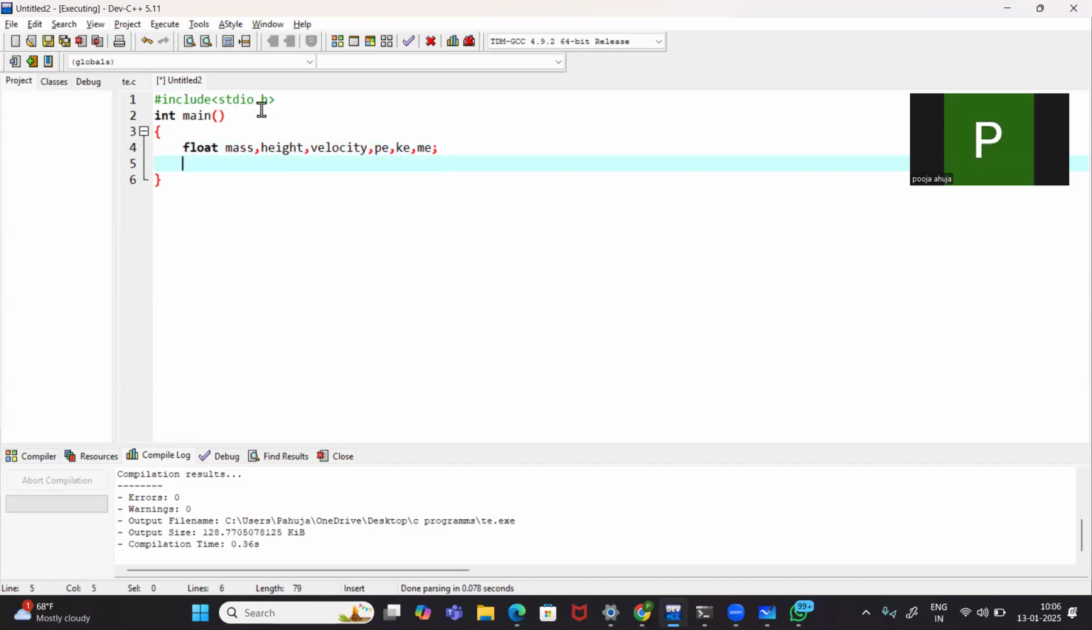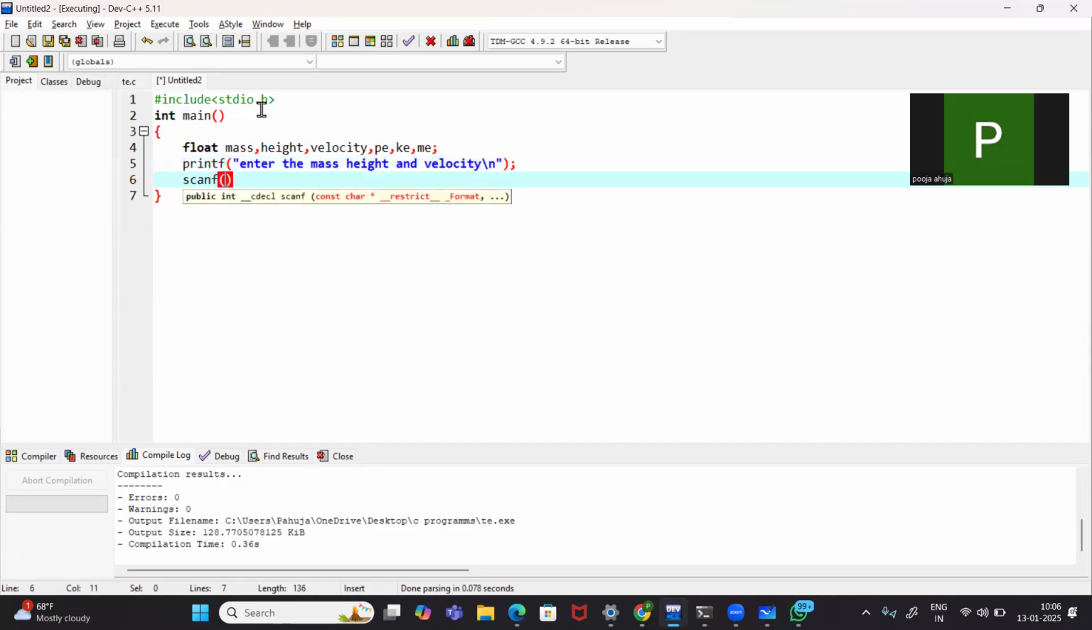Now, what values do I have to take as input from the user? I have to take mass, height, and velocity. So I'll just write enter the mass, height, and velocity. Now I'll be using scanf to read these values. So scanf, the format specifier is percentage f.